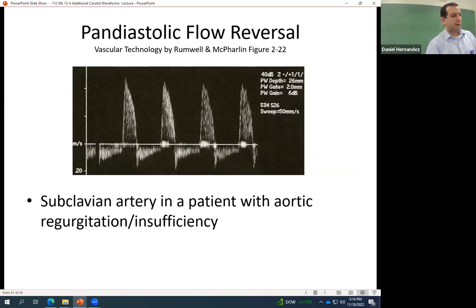So here we even see it in the patient's subclavian artery. So they say pan-diastolic. That can also be used interchangeably with holodiastolic. I like holodiastolic because it's throughout all of diastole. So that's the word that we use in echo, holodiastolic.